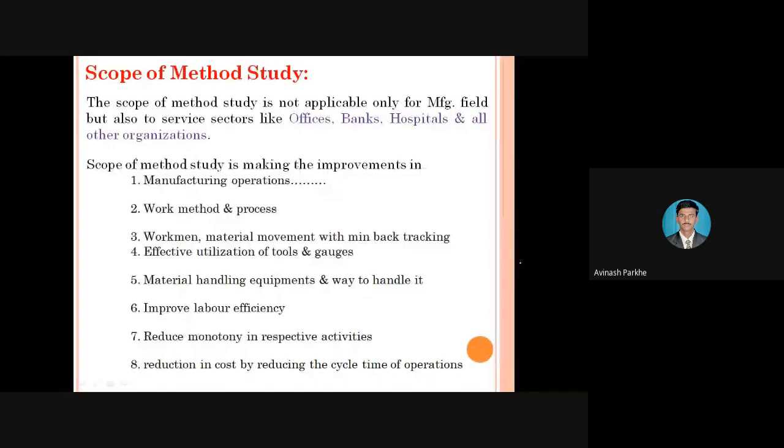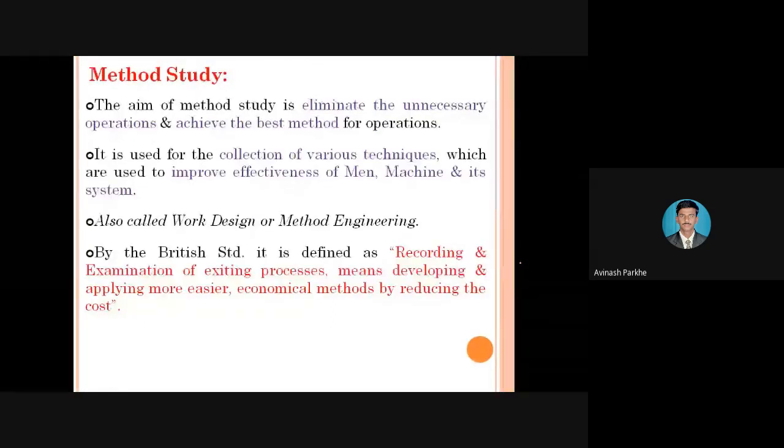Okay. So, yes, in this study lecture, we have started with chapter number 2. The name of the chapter is method study. As per the earlier discussion in yesterday's lecture, we have discussed the important things related to method study and how this method study plays a very important role in the overall development of the productivity of that particular organization.